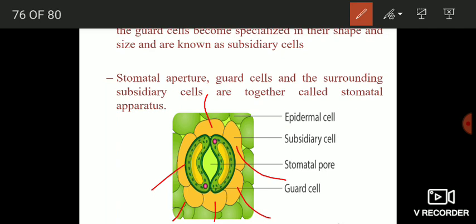Now all these things, the stomatal pore, the guard cells, and the subsidiary cells, are together known as stomatal apparatus. Stomatal apparatus is actually the stomatal pore, the guard cells, and the subsidiary cells.